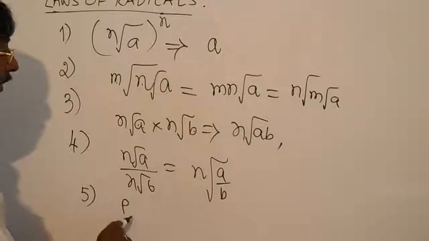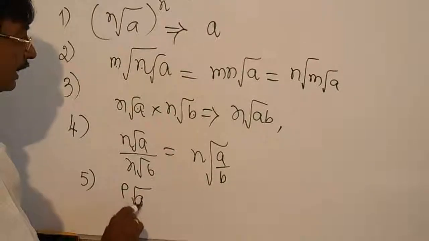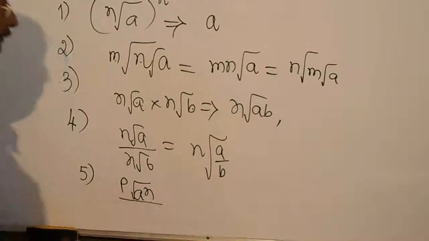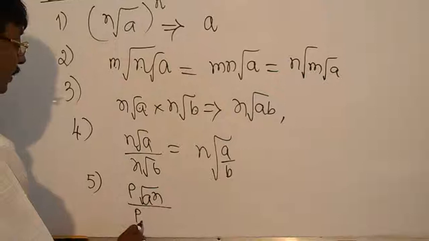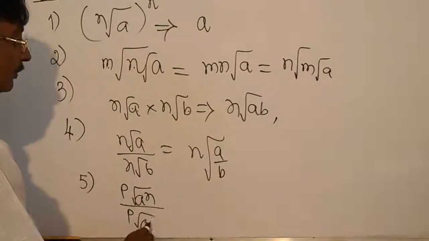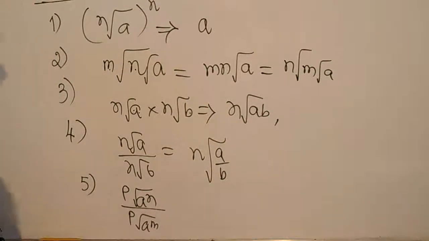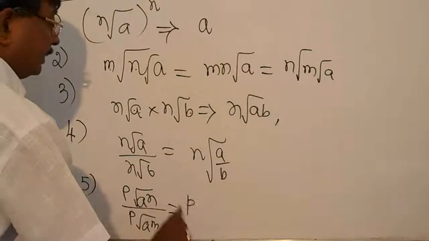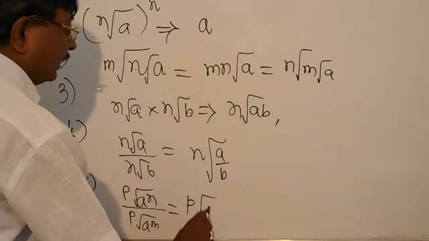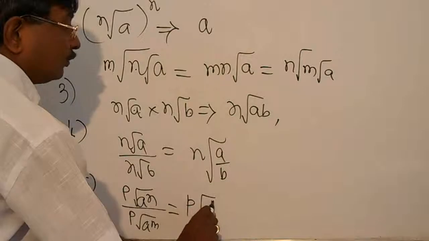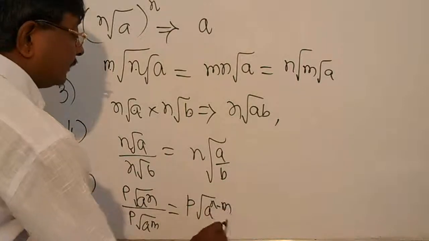Next, number five: pth root of a to the power n divided by pth root of a to the power m can be written as pth root of a to the power n minus m. Okay.